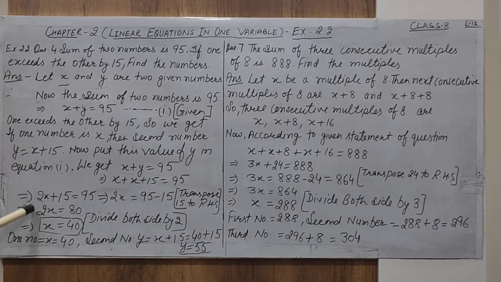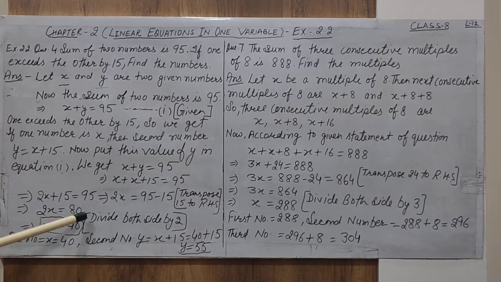Now we must remove this 2 also. How can we solve this equation? Step by step we must remove both the constants. Only then can we get the value of x. We can get the value of the two numbers. So 2x is equal to 80.